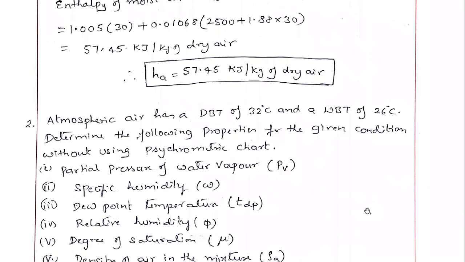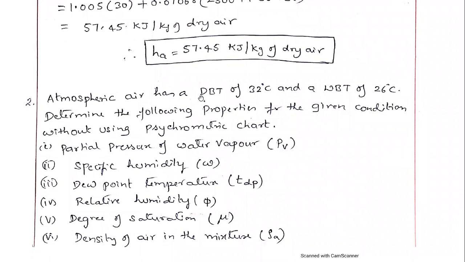It says the atmospheric air has a dry bulb temperature of 32 degrees centigrade and a wet bulb temperature of 26 degrees centigrade. In the first case, the relative humidity was given. Here in this case, dry bulb and the wet bulb temperatures are given. So determine the following properties for the given condition without using the psychrometric chart.